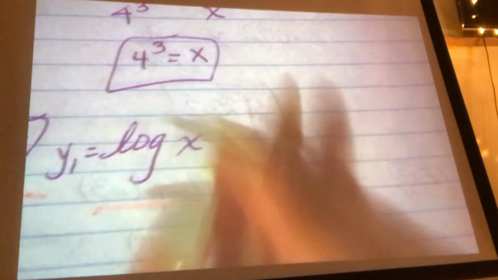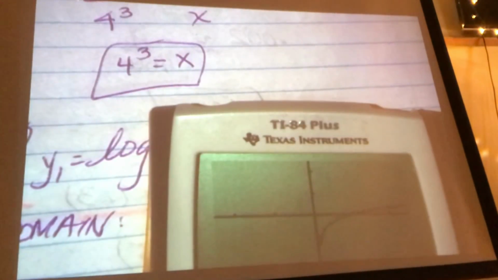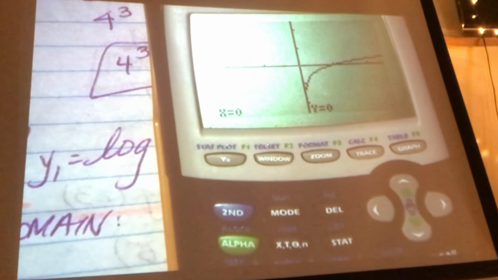All right, so if I asked you for the domain of this function, I'm asking you to walk along which axis? The x-axis, very good. So take a good look at this. Where do you see no action? The negative side, very good.